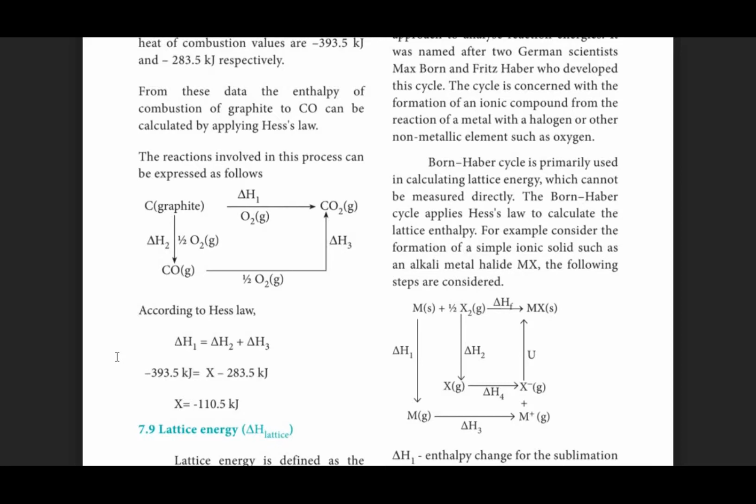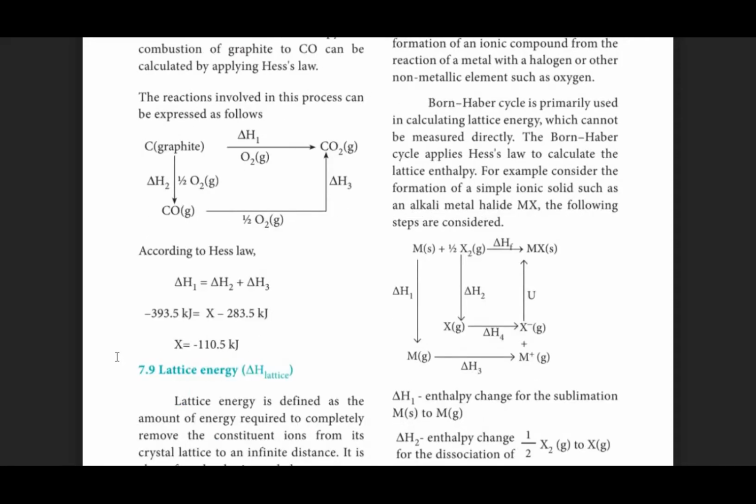From these data, the enthalpy of the combustion of graphite to carbon monoxide can be calculated by using Hess's law. The reaction is C graphite converted to carbon monoxide with half an oxygen molecule, and that is one step. Graphite is converted to carbon dioxide, and again carbon monoxide with half a molecule of oxygen is converted to carbon dioxide. So according to Hess's law, delta H1 is equal to delta H2 plus delta H3.